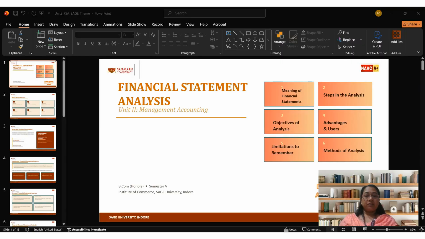In this lecture, we will cover six things in sequence: the meaning of financial statement analysis, the steps involved in carrying it out, its objectives, its advantages, its limitations, and finally the major methods used to perform this analysis. By the end of this video, you should be able to explain each of these clearly and even work through a small numerical example.